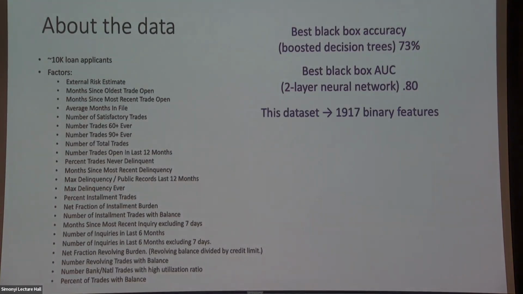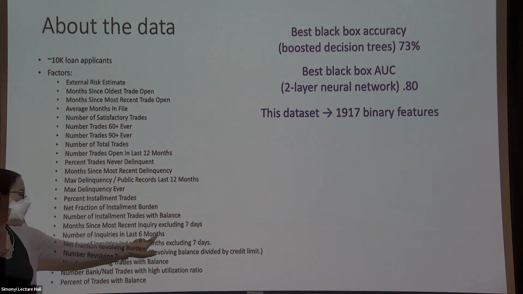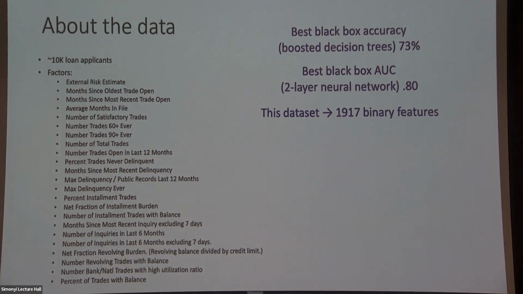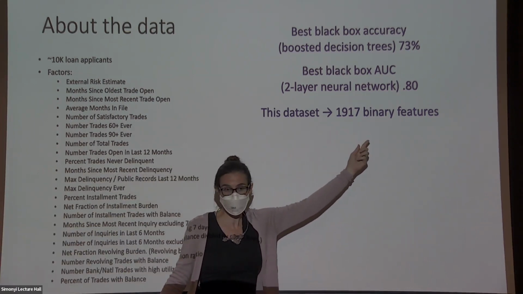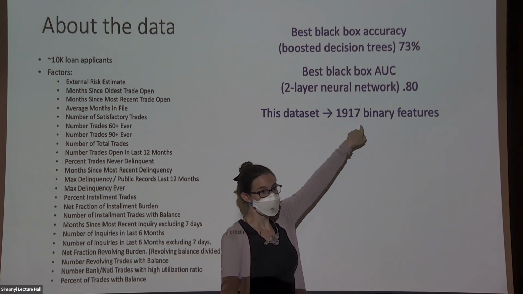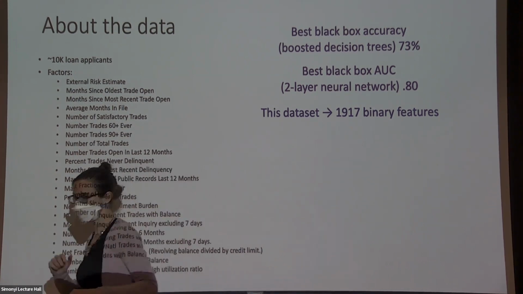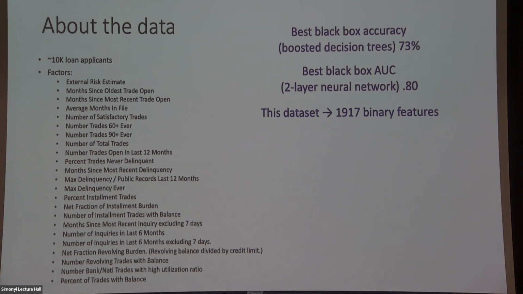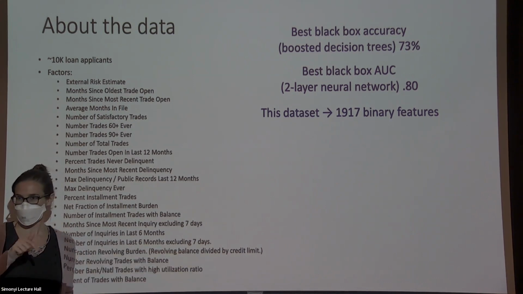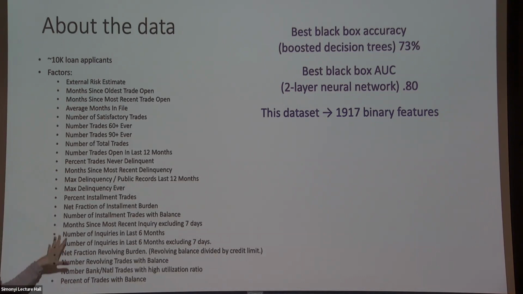Okay, so if you take each of these variables and you convert them to these step functions, like number of inquiries in the last 6 months greater than 1, greater than 2, greater than 3, greater than 4, greater than 5, you convert to all these possible dummy variables and you use every possible dummy variable you can create out of this data set, you get 1917 binary features. So our feature space is this big, and a lot of our features are very heavily correlated because they're step functions that are very close to each other, right? So in other words, number of inquiries in the last 6 months, excluding 7 days, that could be greater than 1, that could be greater than 2. Those two features are correlated with each other. So there's lots of highly correlated features here.